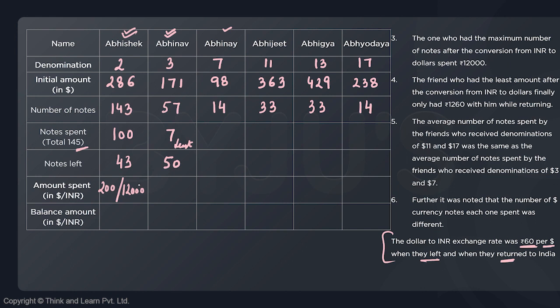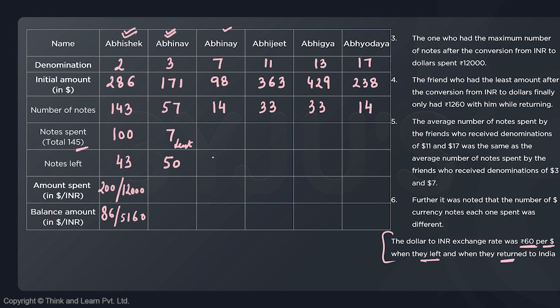In a similar way, I can calculate his balance amount as well. 43 notes are left, and 43 notes amount to $86, because one note is $2. And $86 is equal to how many rupees? Just multiply by 60. 6 sixes are 36, and 6 eights are 48, plus 3 is 51. So 5160 rupees is the amount he is left with.